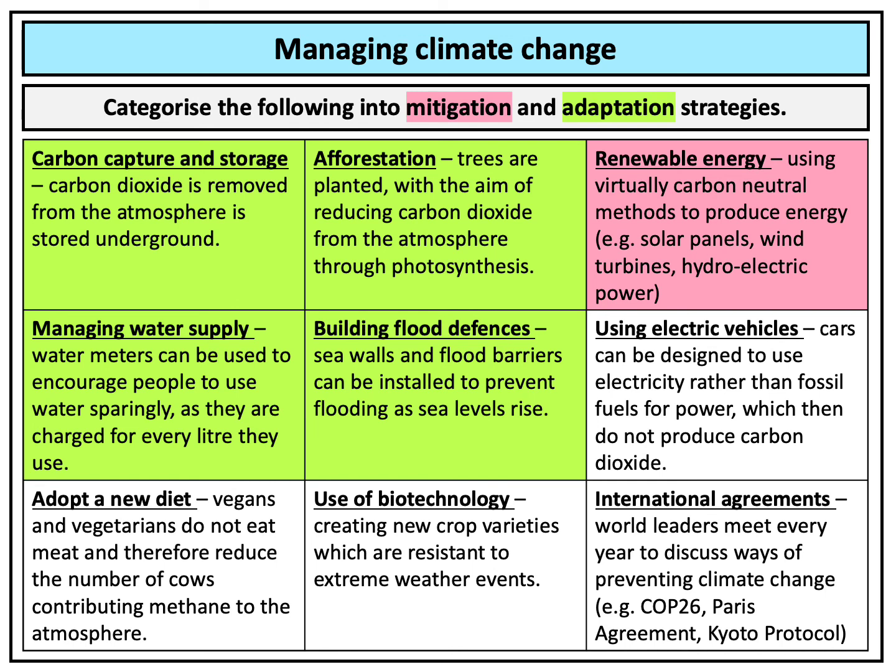Next one is using electric vehicles. So cars can be designed to use electricity rather than fossil fuels for power, which then in turn stops the production of carbon dioxide from those vehicles. So of course this one is a mitigation strategy.